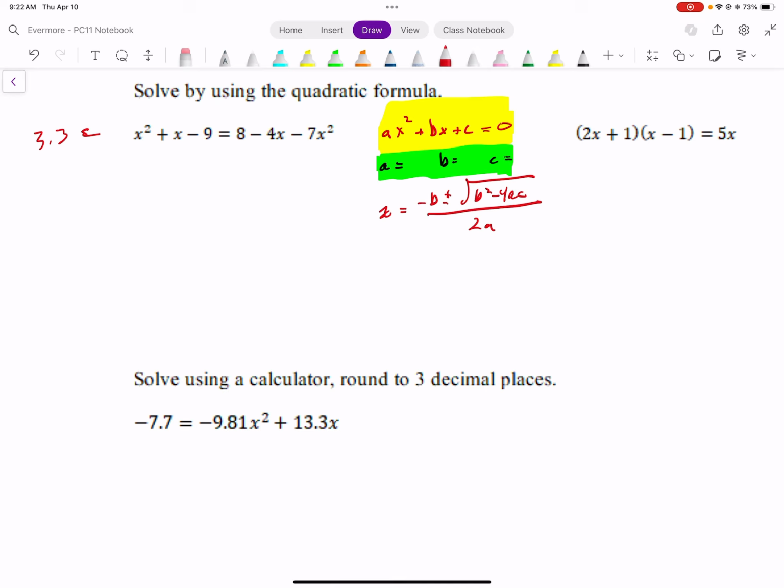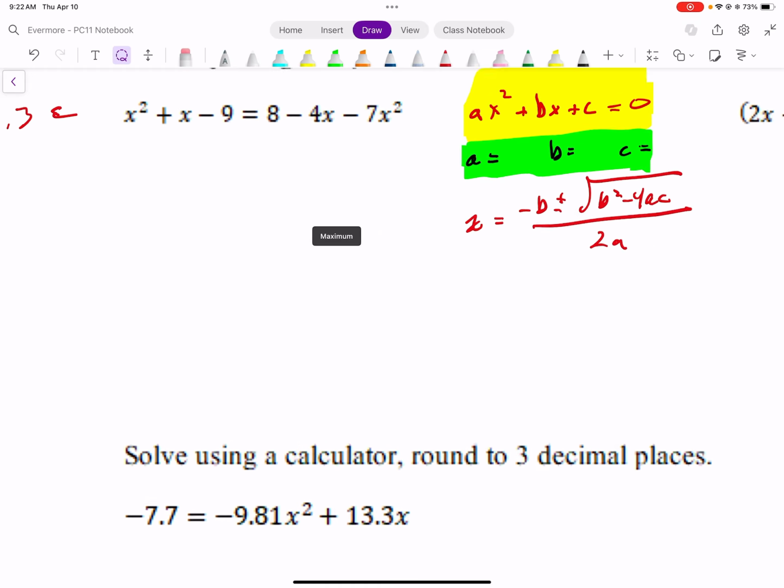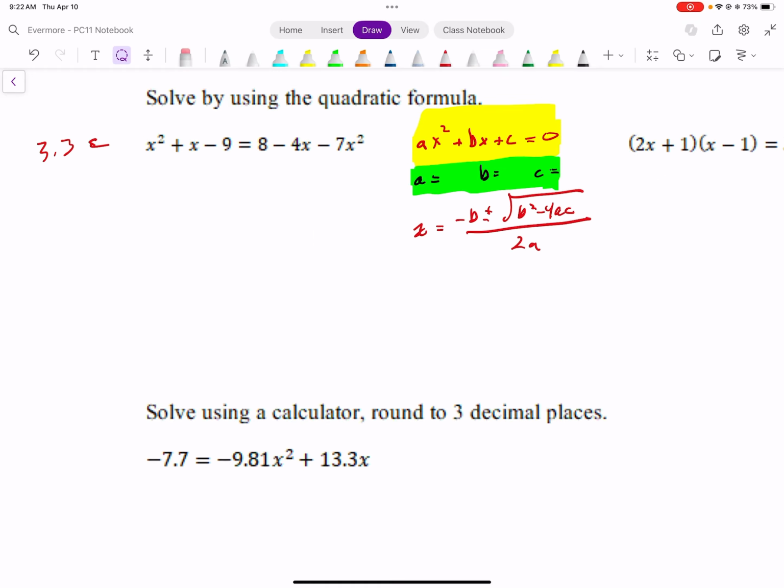Let us begin with this first example. What we may notice here is that our equation is sort of all over the place. We have components on the left-hand side, components on the right-hand side. Basically, we need to make sure that one side is equal to 0, and hopefully it comes out in the form of ax squared plus bx plus c.